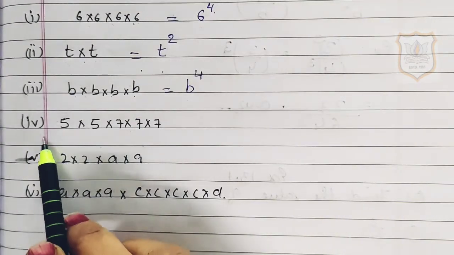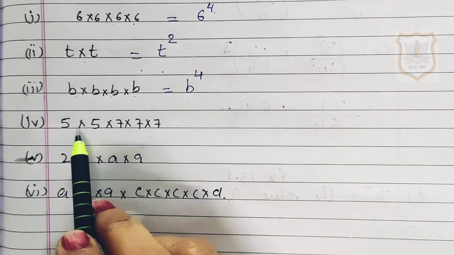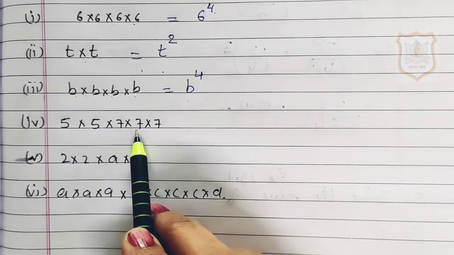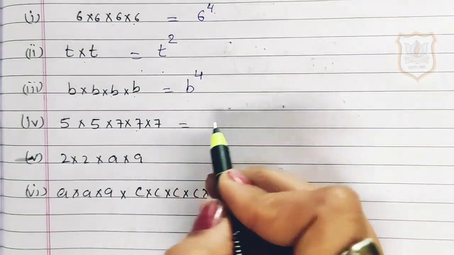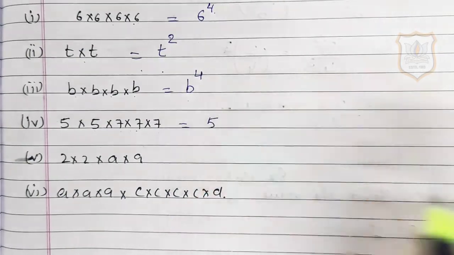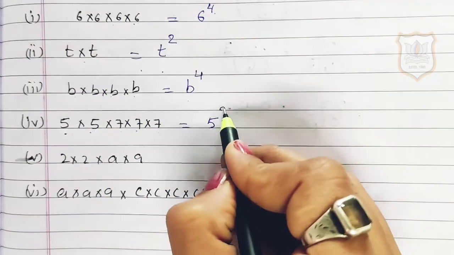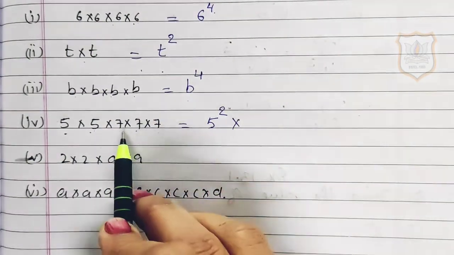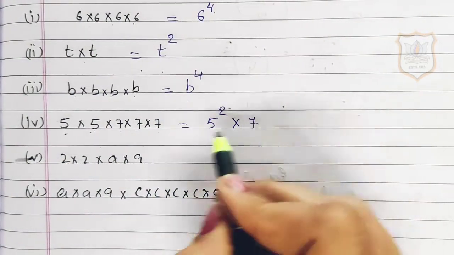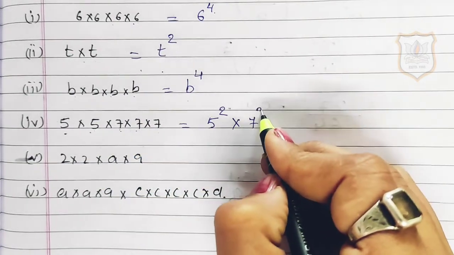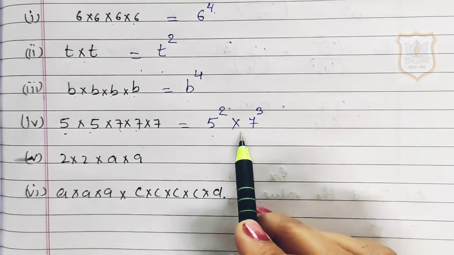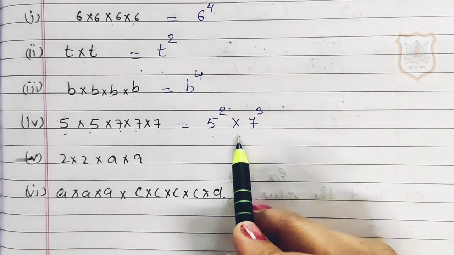Next is fourth part of question number 2. 5 multiplied by 5 multiplied by 7 multiplied by 7 multiplied by 7. Here first the base is 5 and we have written 5 2 times, so the power will be 2. Multiply 7 we will write here and 7 is written 3 times, so here we will write 3. So the answer is 5 raised to power 2 multiplied by 7 raised to power 3.